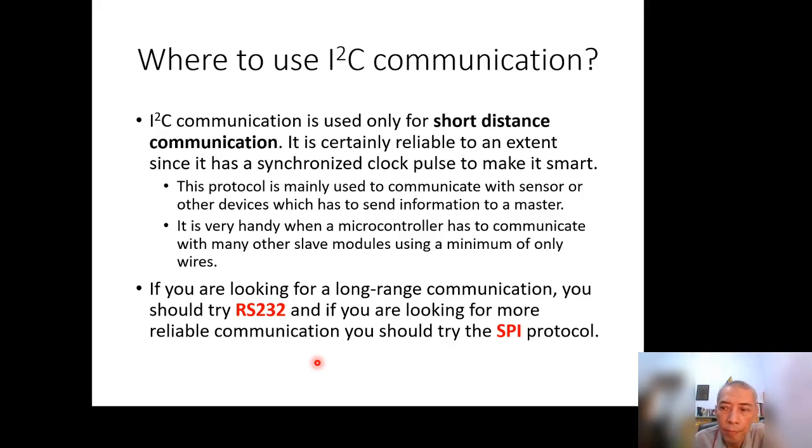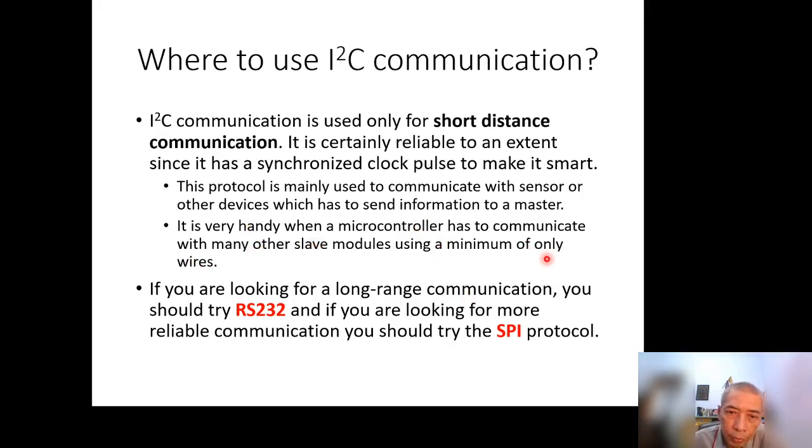And where do we use I2C communication? The next question. I2C communication is used only for short distance. Just remember, short distance communication. It's certainly reliable to an extent since it has a synchronized clock pulse, but only for short distance communication. This protocol is mainly used to communicate with sensors or other devices which have to send information to the master. It's very handy when a microcontroller has to communicate with many other slave modules using a minimum of wires.